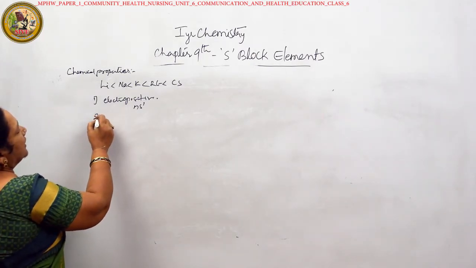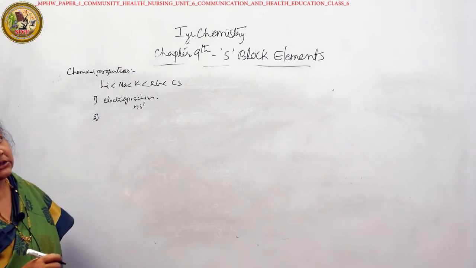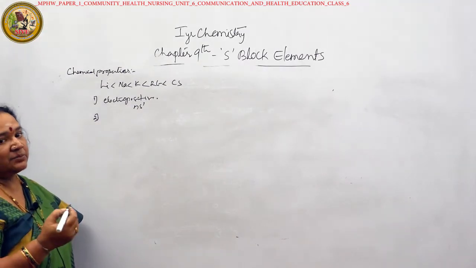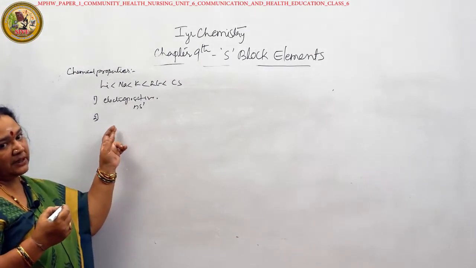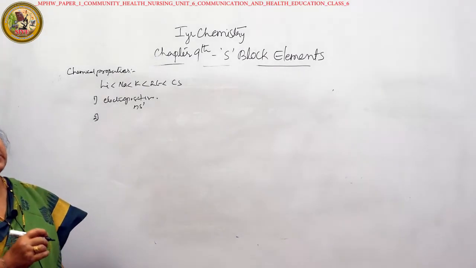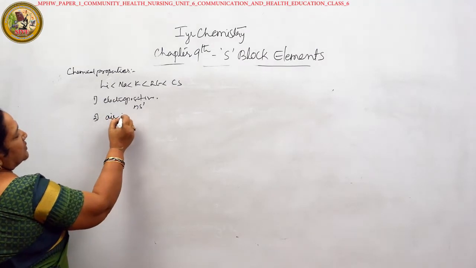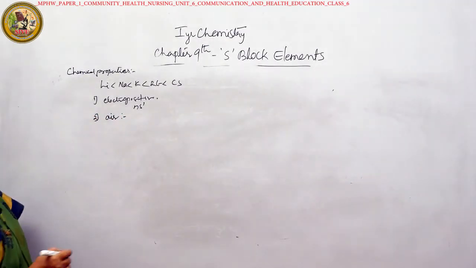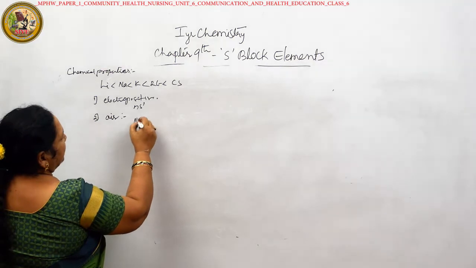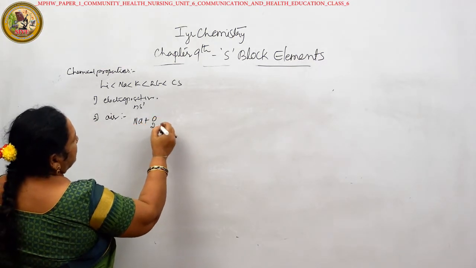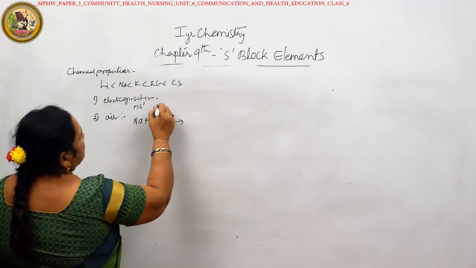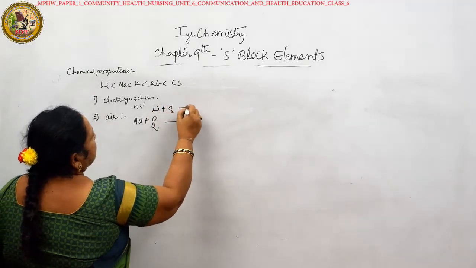And next, almost all these metals respond to oxidizing flame and give different colors. And when they are exposed to air, they form oxides. For example, sodium with oxygen. Of course, lithium already forms lithium oxide.